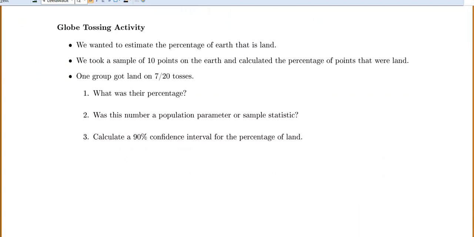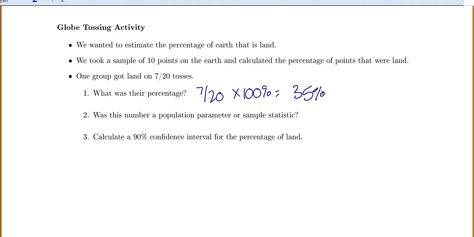This next one is an activity that I did with the previous class. So in this previous class, we wanted to estimate the percentage of Earth that is made up of land versus water. And so we took a sample of 10 points on the Earth, and we calculated the percentage of points that were land. So basically, they tossed the globe up in the air, caught it, and had a specific point on their finger, and wherever that point was, they decided if it was land or ocean. So one group got land on 7 out of 20 tosses. So for this specific group, what was their percentage? Their percentage would be the 7 out of 20 times 100%, which is 35%.